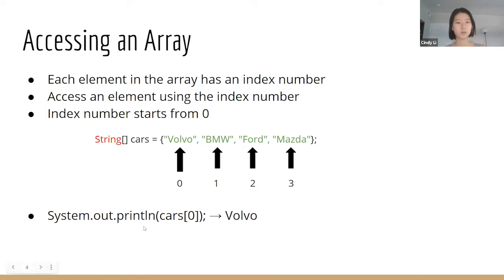So right here, we have system.out.println cars, bracket 0, and it prints out Volvo, because the index number of Volvo is 0. So that's why it prints out Volvo. The format of printing out something from an array is the name of the array, then bracket, then the index number, and then close bracket.